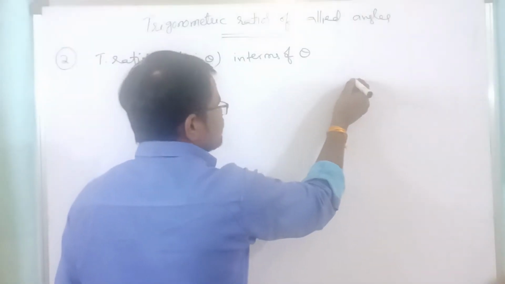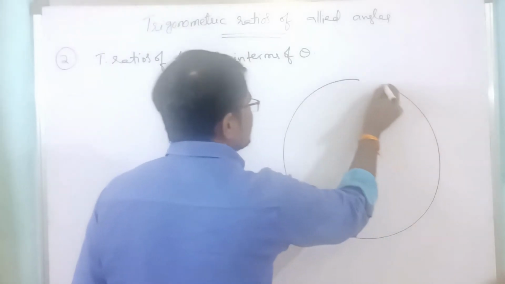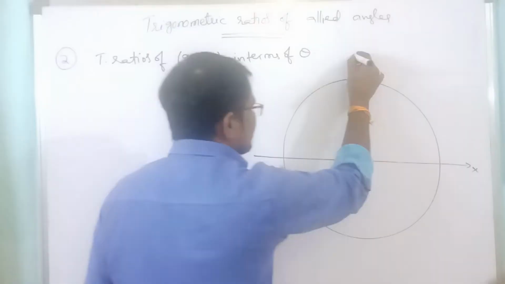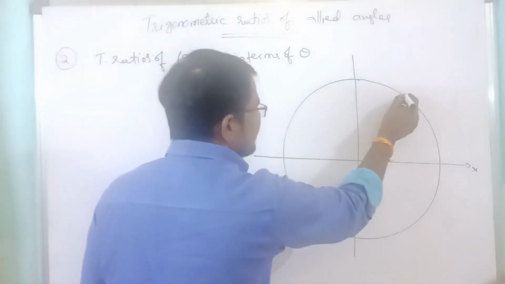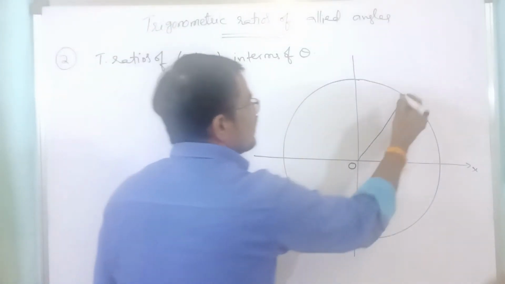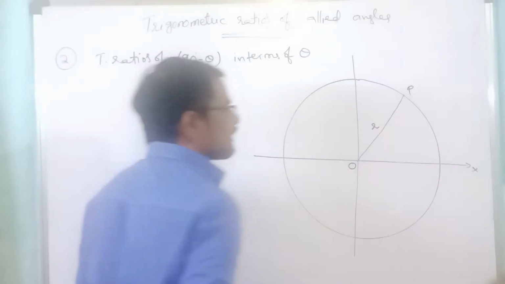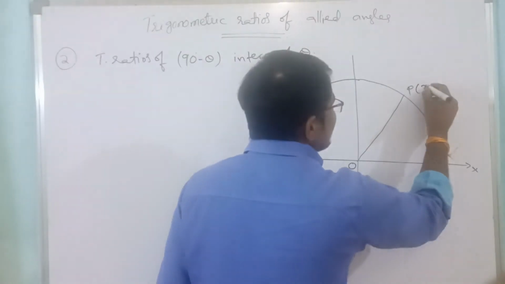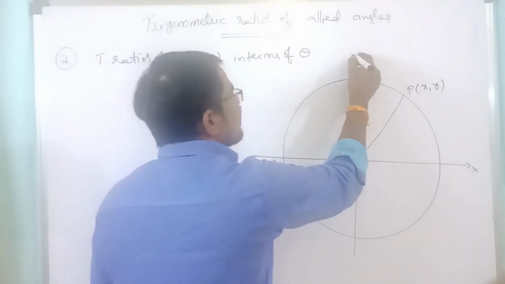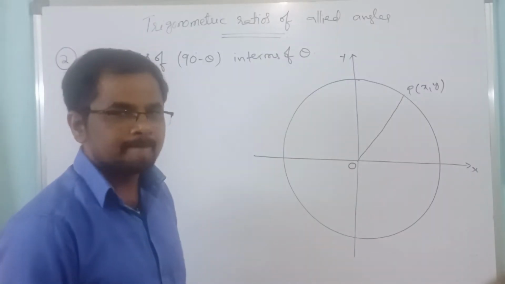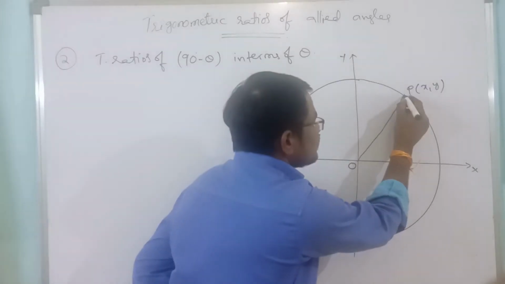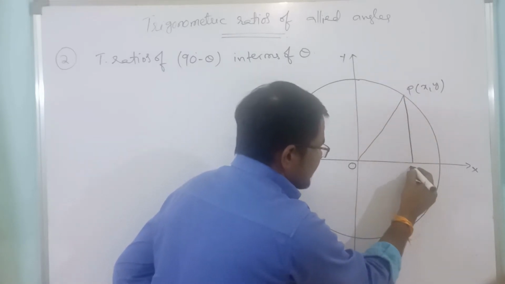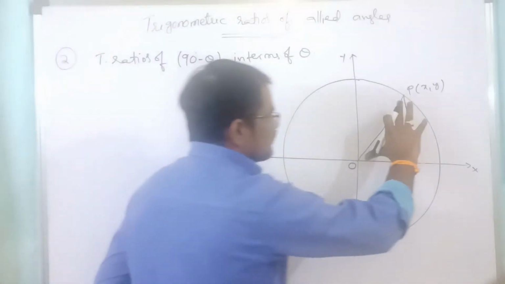Now again, consider a circle with center O at the origin and radius R, and let a point P(x, y) be on the circumference of the circle. Draw PM perpendicular to the x-axis.